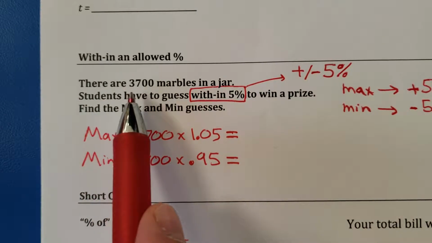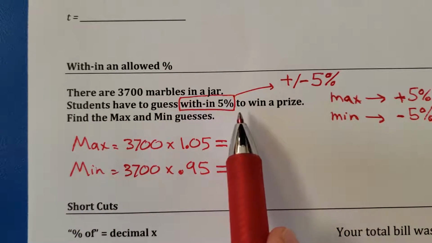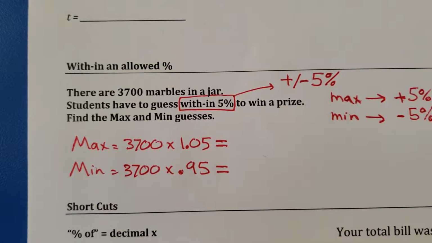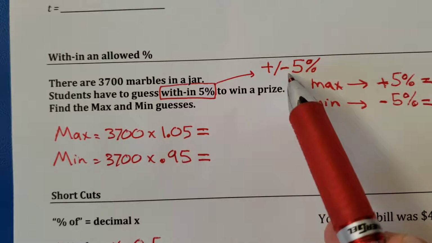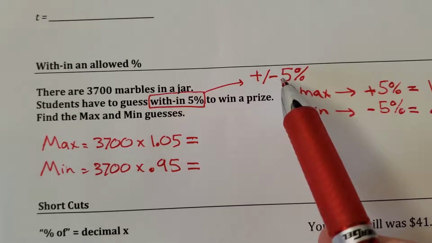Here's the problem. There are 3,700 marbles in a jar. Students have to guess within 5% to win a prize. Find the maximum and minimum guesses. So what does it mean within 5%? Within 5% means you could be 5% over or 5% under. So basically it's plus and minus 5%, okay?